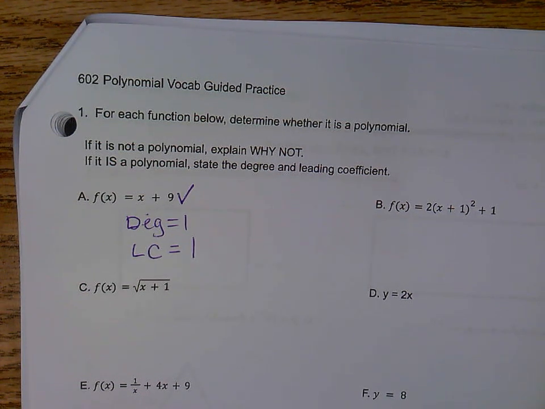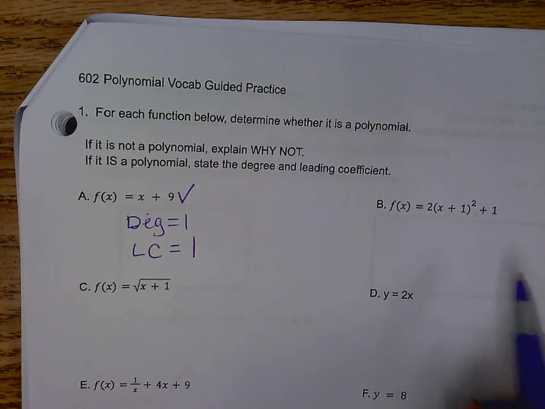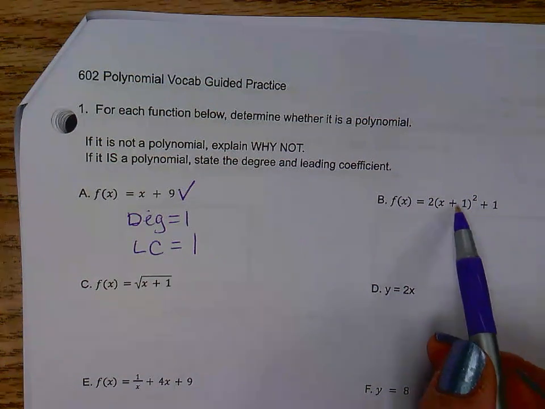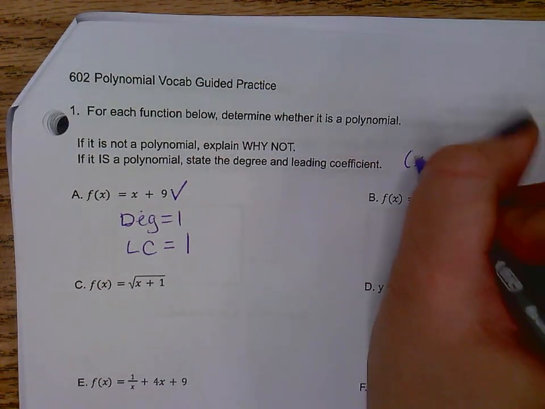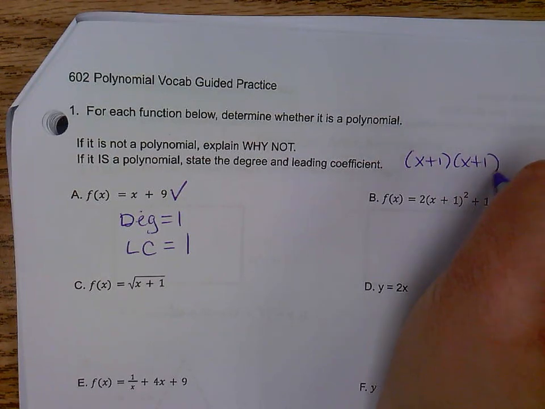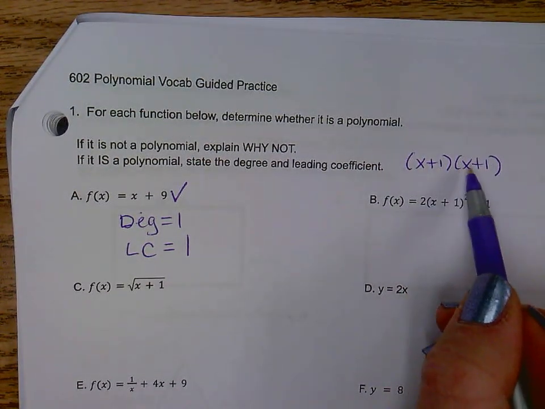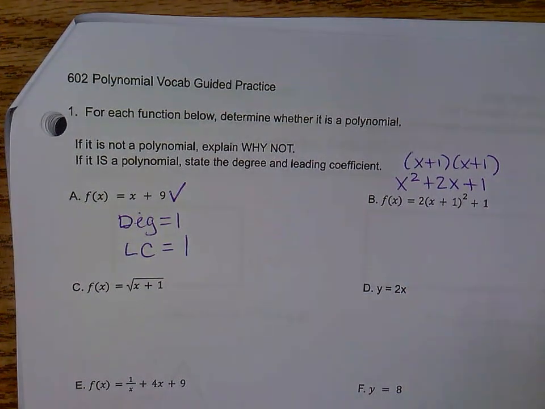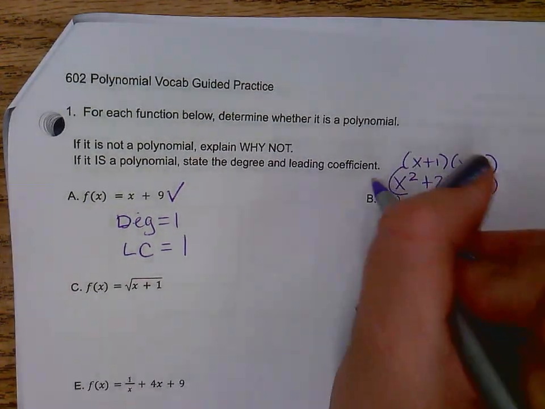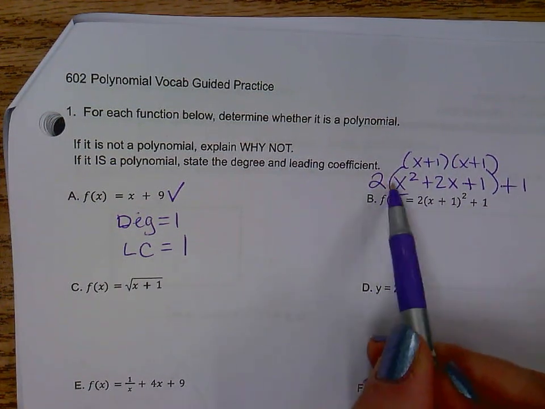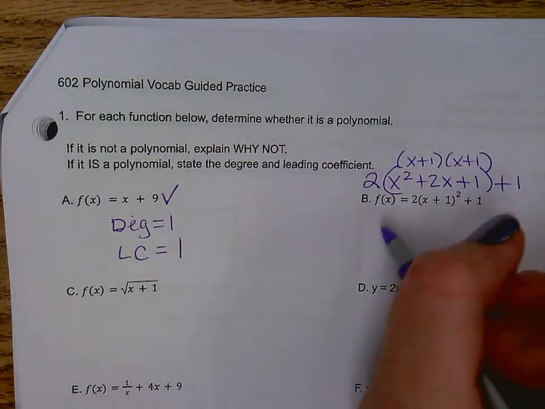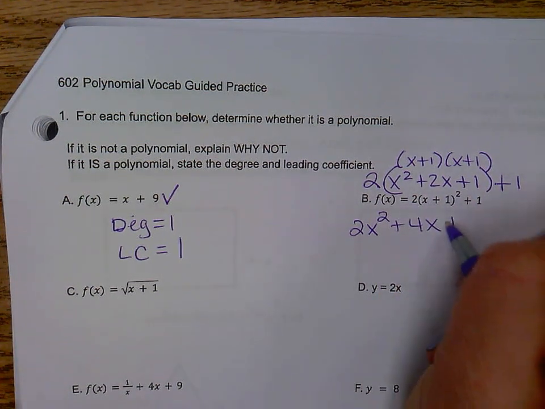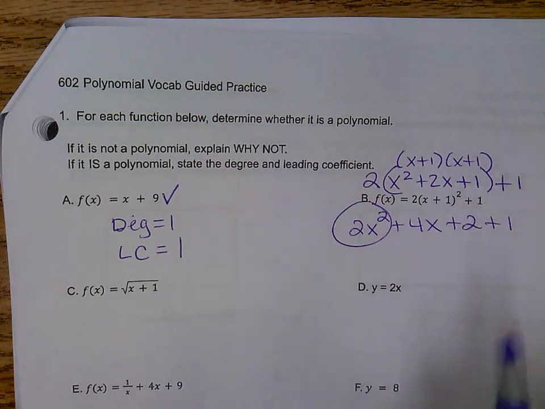On B, some of you are having trouble with what degree is. If I actually multiplied this whole thing out, not that you have to, but if you multiply out x plus 1 times x plus 1, you get x squared plus 2x plus 1. That whole thing is being multiplied by 2 at the front and adding 1 at the end. So I'm just going to prove to you what the degree is. 2x squared plus 4x plus 2 plus 1. See how you didn't have to multiply it out?